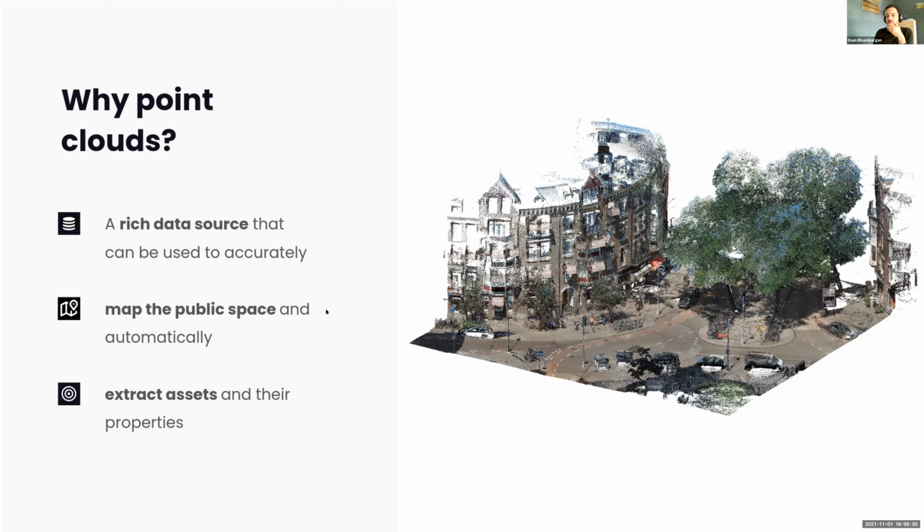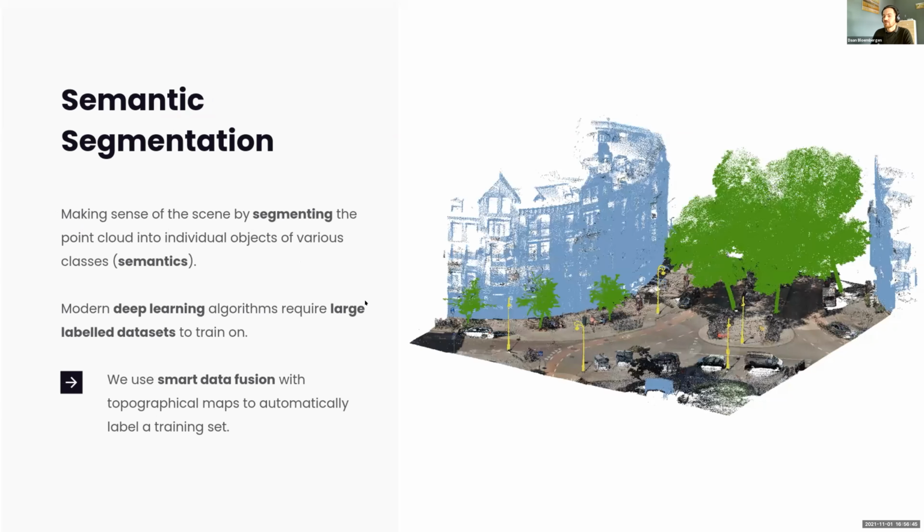So what do we want to do with this? Well, ideally, we want to know, using this data, where, for example, street lights are located, where traffic lights, traffic signs are located, where trees are located, etc. So we want to achieve a situation like in the picture here, where we have figured out which points in this point cloud belong to each of the different types of objects that we're interested in. This is called semantic segmentation. So basically, we want to make sense of the scene by segmenting the point cloud into individual objects of various classes, which are then the semantics.